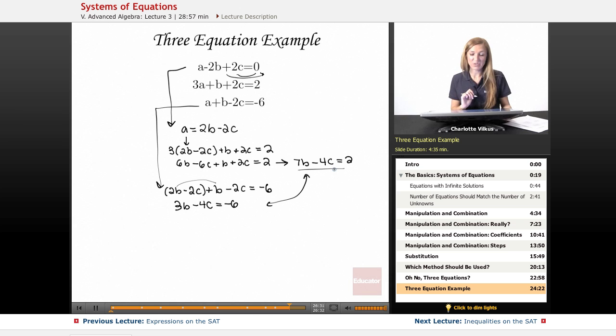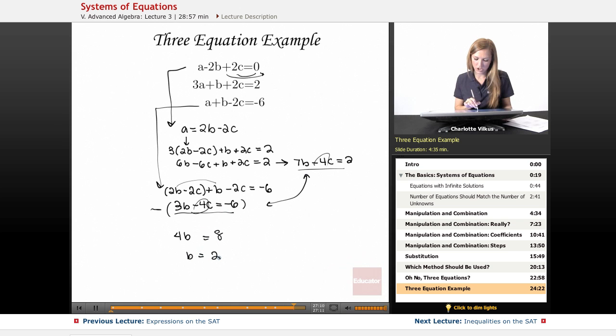So given these two equations, I then want to decide if I want to use combination and elimination or substitution. Looking at these two, right away I see that I have the same coefficient on c. So I'm going to want to use combination and elimination here, and I subtract the two because they have the same sign. If I subtract this one from that one, I'm going to get 7b minus 3b is 4b, -4c minus -4c is going to give me 0c, and then 2 minus -6 is going to give me 8. So I have b equal to 2.